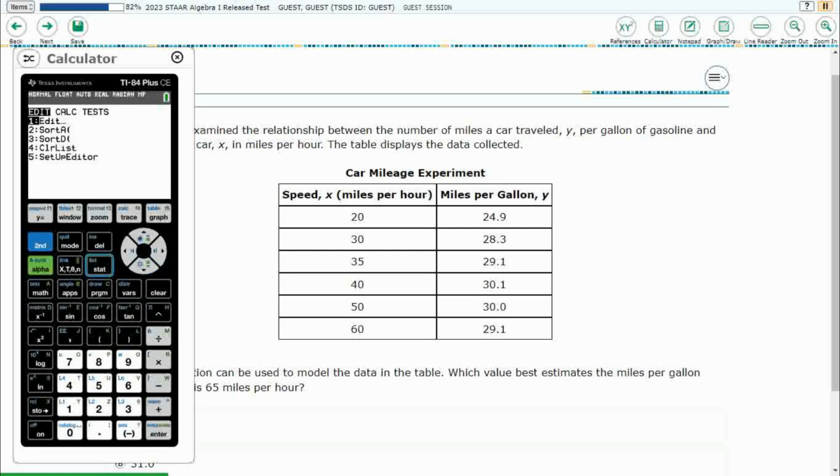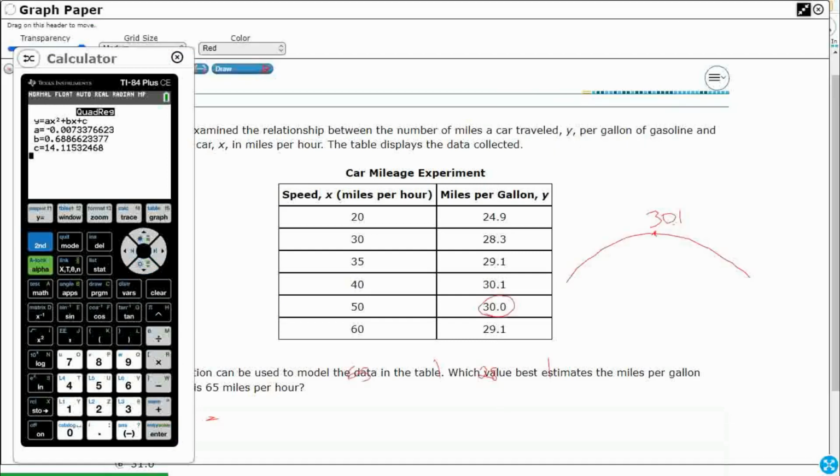So we're going to go back to stat, and now we're going to go to calc. Since we're doing quadratics, we're going to use this quadratic regression. We've used linear regression for other things. We've already got our x and our y, but we want the quadratic regression because it gives us that in standard form: y equals ax squared plus bx plus c.